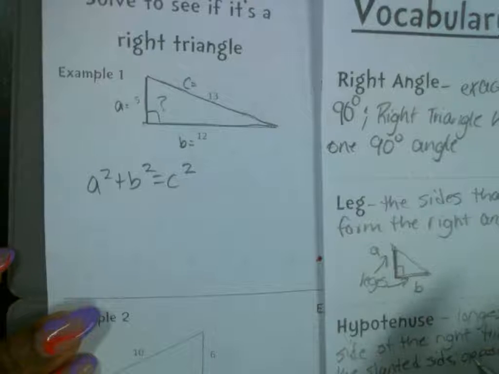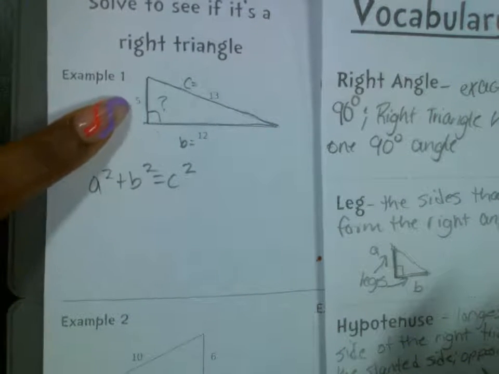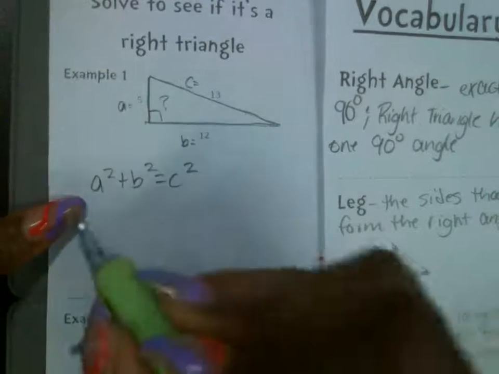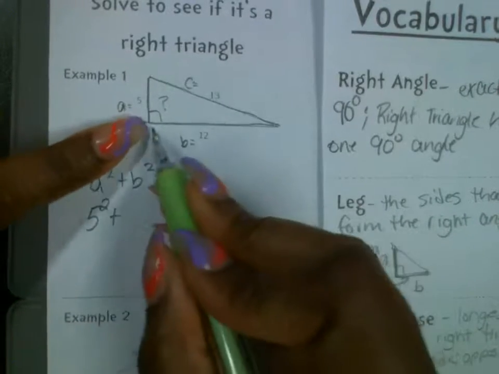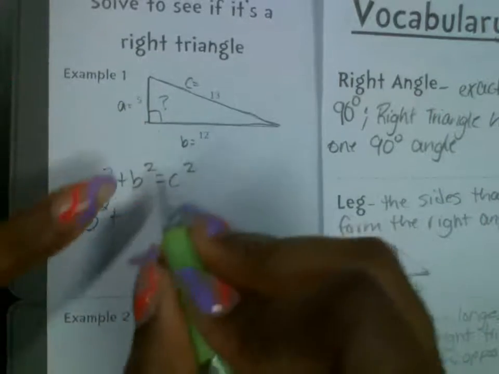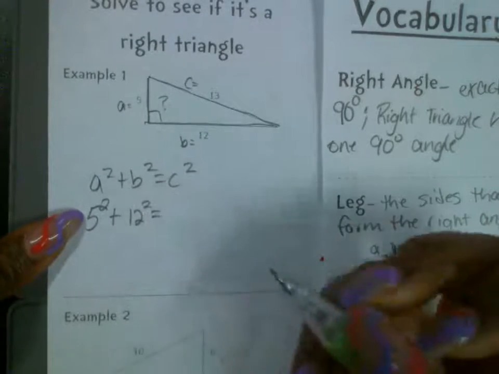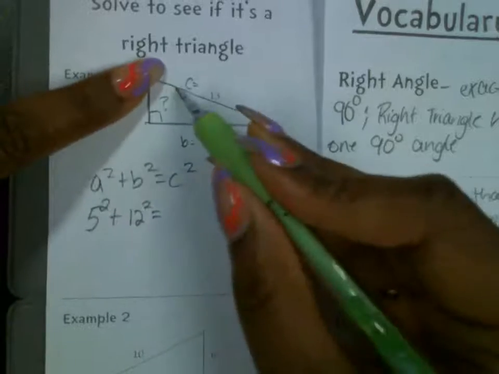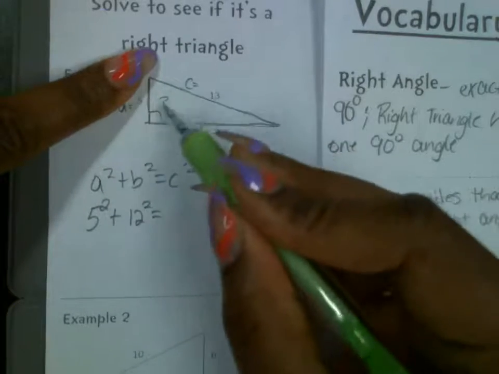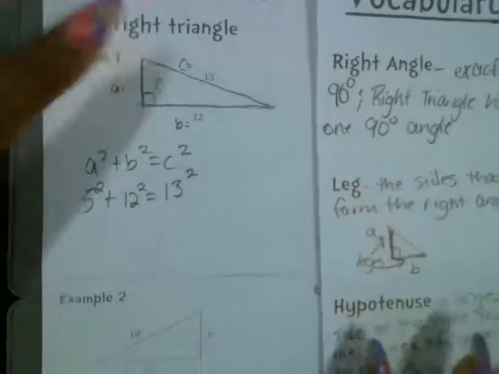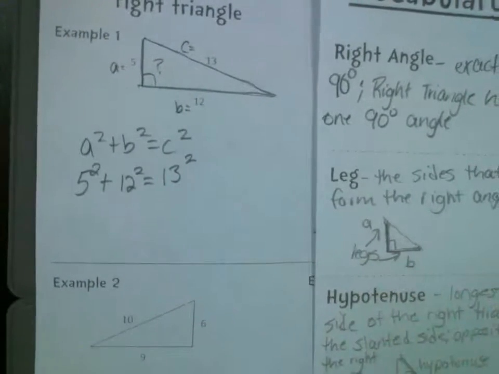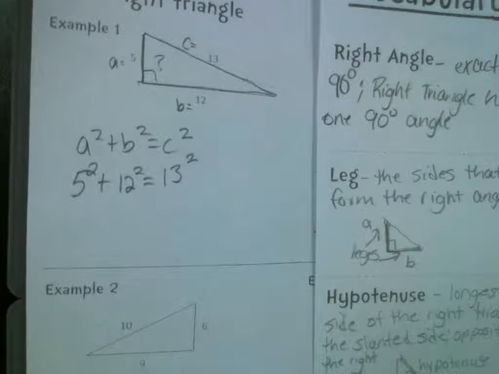We're going to substitute. The value for A is 5. You see right here, this length is 5. So we're going to put 5 here. So this is 5 squared. Plus the value for B is 12. So we're going to put 12 squared. And then the value for C, this long side, the side opposite of the right angle, which is called the hypotenuse, is 13. So we're going to put 13 squared. So we're going to see if this is true. If it's true, then this is a right triangle. If it's not true, both sides are not equal, then it's not a right triangle. All right, so let's prove this.